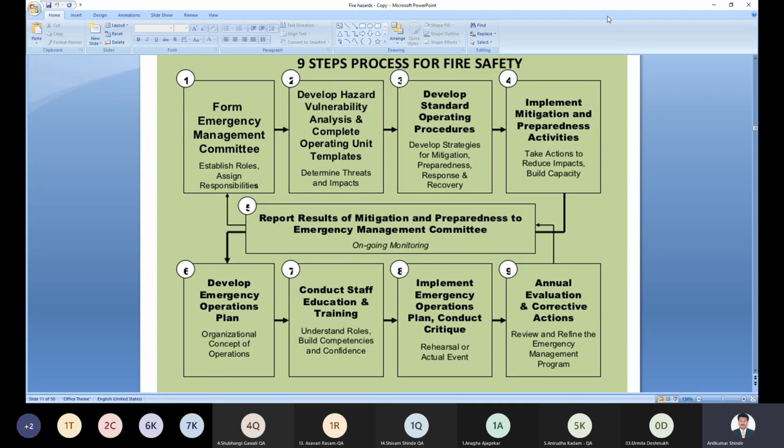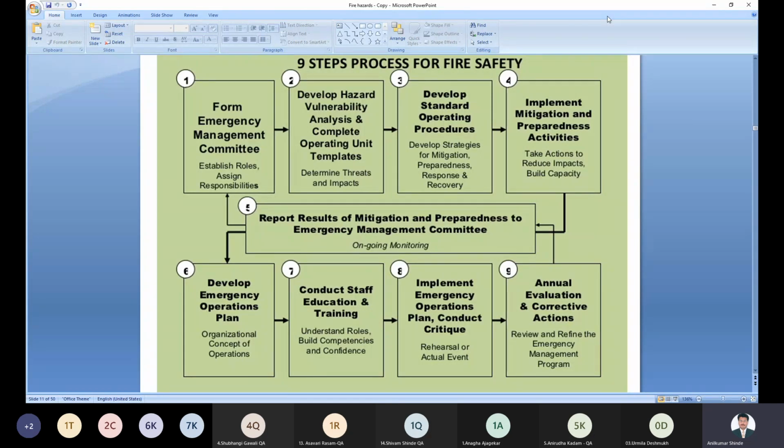So develop the standard operating procedure. Develop strategies for mitigation, preparedness, response, and recovery that we have seen. Then implement the mitigation and preparedness activities. So take action, reduce the impact, and build capacity. We can take action on how to reduce the impact after the fire, right? And that will be taken into consideration.